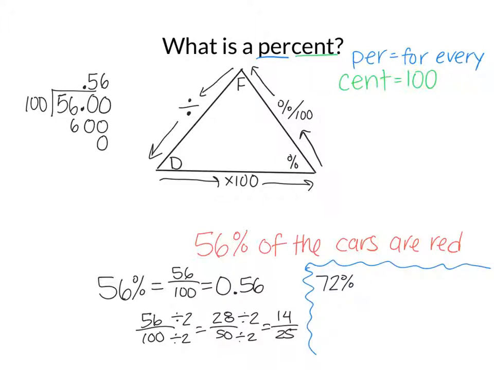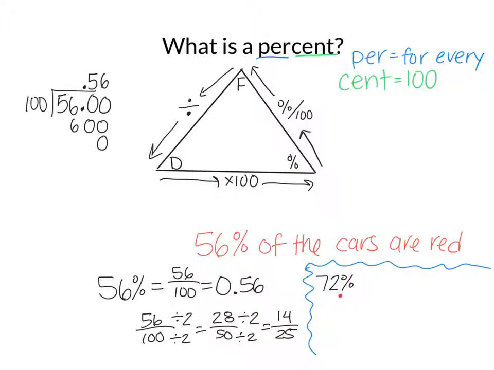You can also take just a percent and go straight to a decimal as well without having to go through the middle step of the fraction. You can go backwards on the triangle too. So if we're going backwards, we're going to be doing the opposite. So to go from a decimal to a percent, we multiply by 100. So the other way, percent to decimal, we're going to divide by 100.